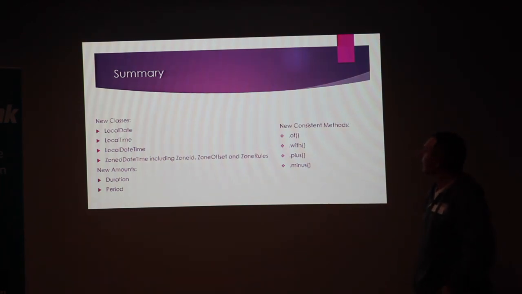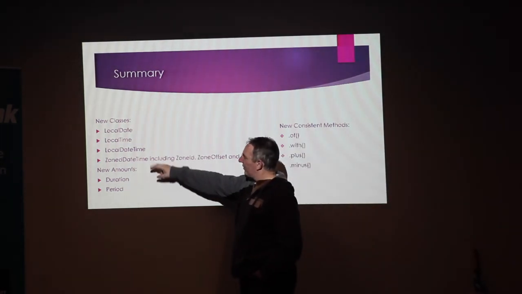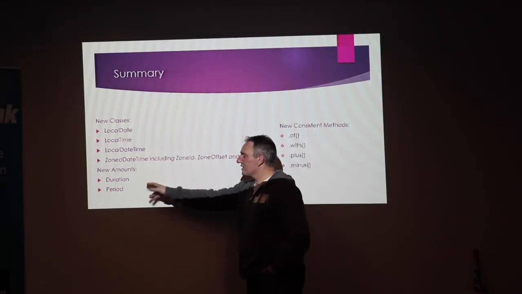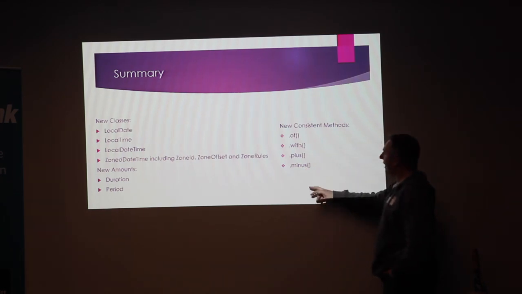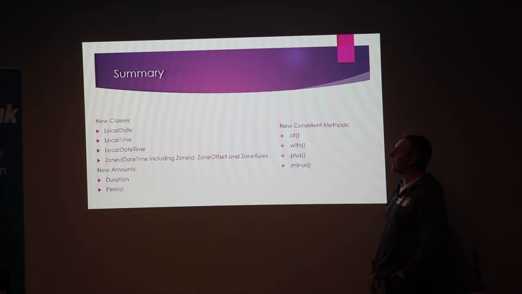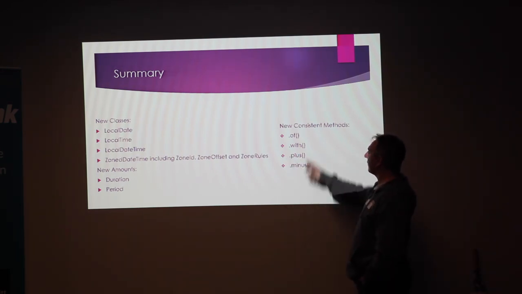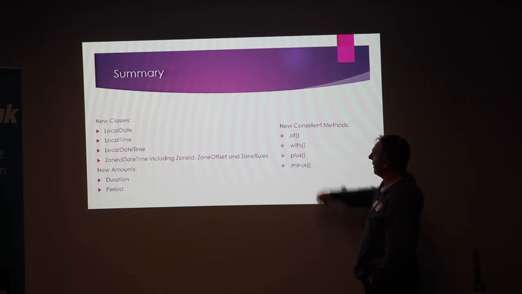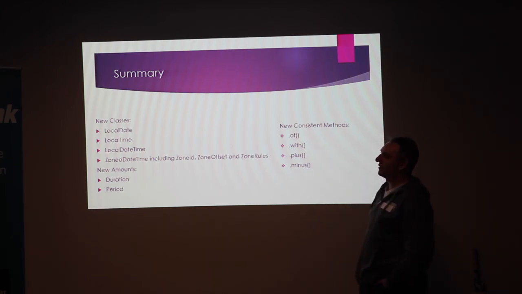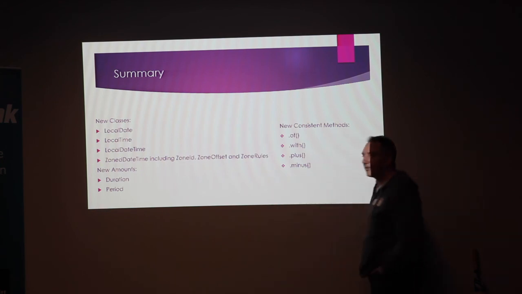That's great. So in summary, we've got all these new classes. We've got our local date time, we've got new amounts, duration and period, and we've now got a lot more consistency around the methods that we can use as we work with the new classes. So we've got .of, .with is consistent, plus and minus are consistent across most of those as well. And our zoned date time also includes our offset and our zone rules as well.